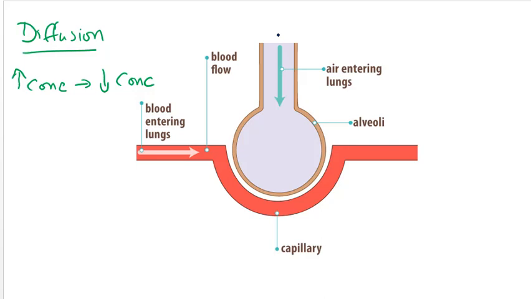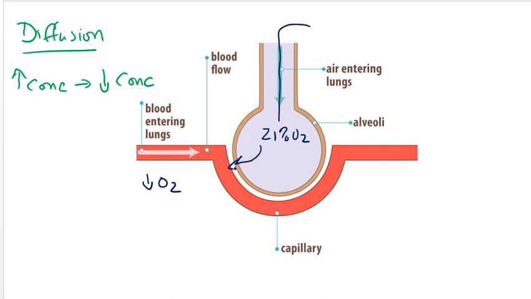Okay, let's talk about respiration. The air we inhale contains 21% oxygen. The blood returning to the lungs has a much lower oxygen concentration. So the oxygen will diffuse out of the alveoli into the blood vessel.